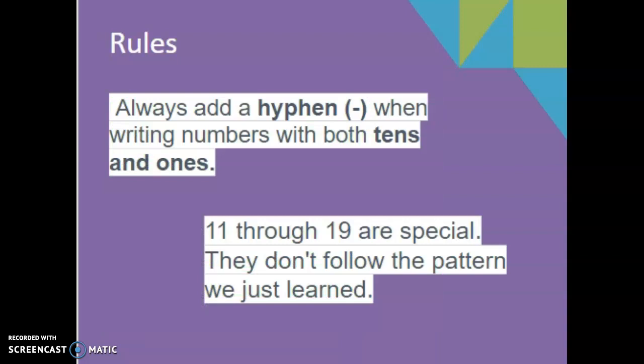There are some rules, though, when we're writing numbers. You always add a hyphen when writing those numbers out in word form when you're talking about a number that is in both the tens and ones. Now, there is an exception to that. Numbers that are 11 through 19 are special, and they don't follow that pattern that we just learned. They actually are just written out 11, 12, 13, and I'll show you examples of that as well. But if there is a number that is written out in words, then you're going to put a hyphen if there's a value in the tens and the ones place, with the exception of 11 through 19.